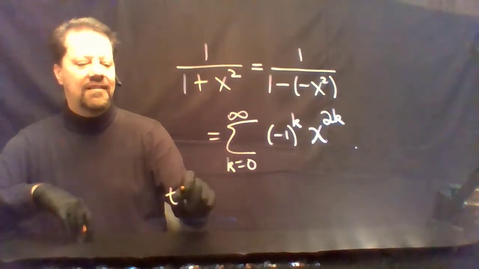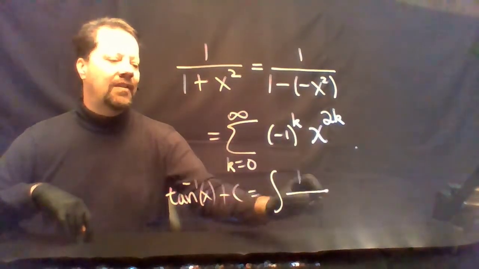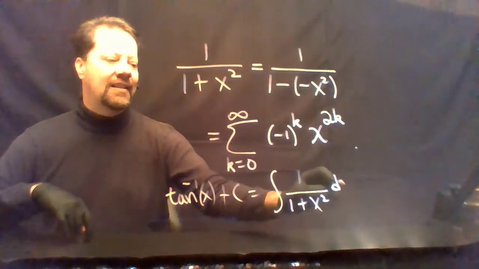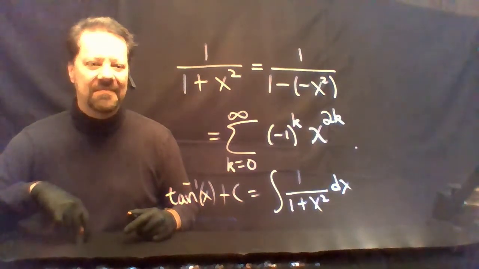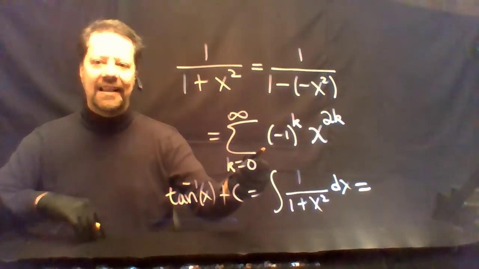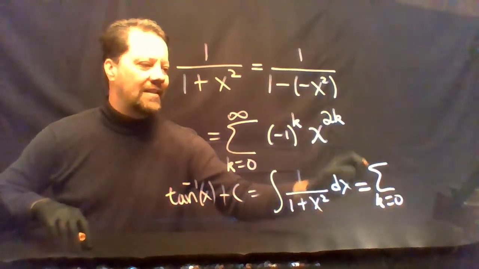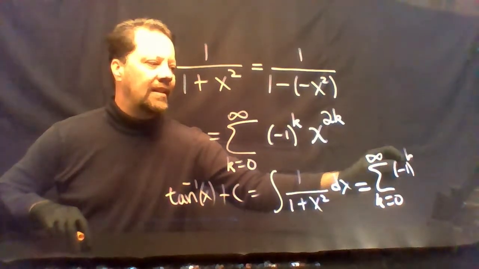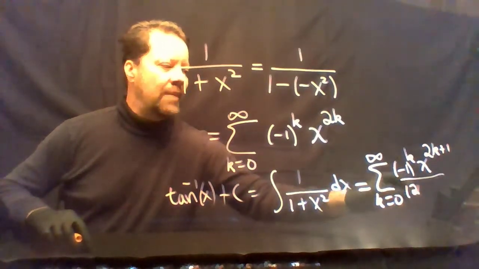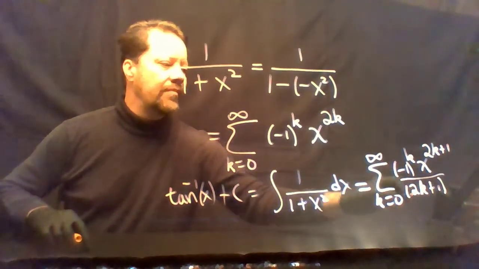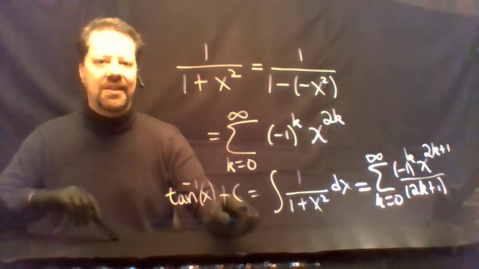Recall that arctan of x plus c is the integral of 1 over 1 plus x squared dx. That's the one I asked you to remember. It follows then that I can integrate term by term to obtain the sum, as k goes from 0 to infinity, of negative 1 to the k, x to the 2k plus 1 divided by 2k plus 1. I have a series that represents arctan up to a constant c.